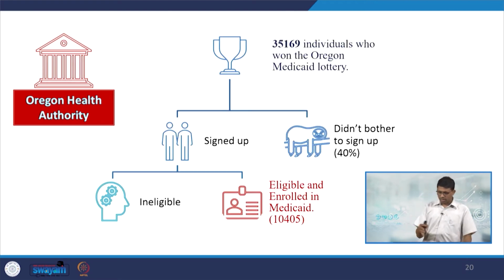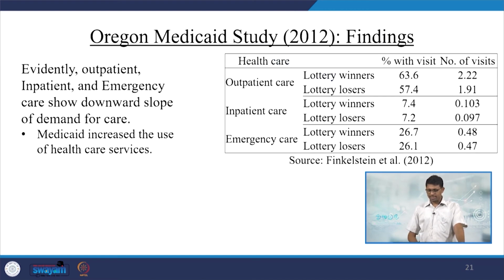So, here around 35,169 individuals won the Oregon Medicaid lottery, and out of them, those who signed up for healthcare access, and those who did not bother, were around 40%. So the remaining 60% are actually considered. Once those who signed up are identified, again there might be some eligibility conditions. After deducting the ineligible applicants, only how many are left? 10,405, and based on that the study is applied.